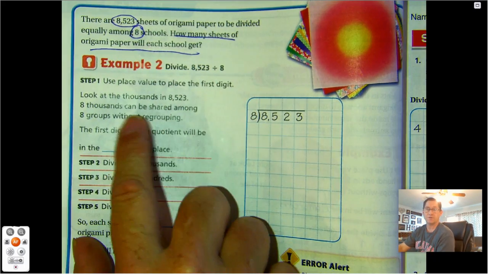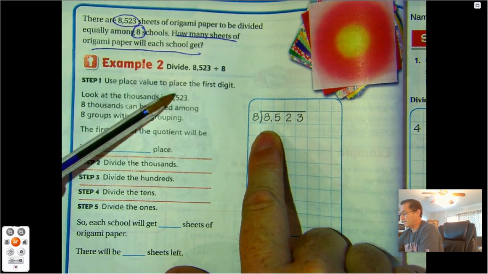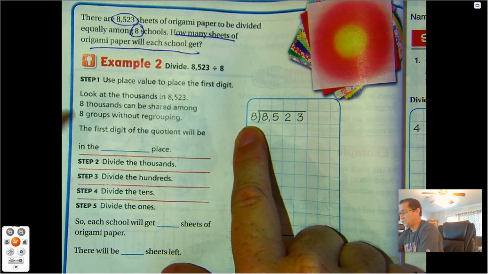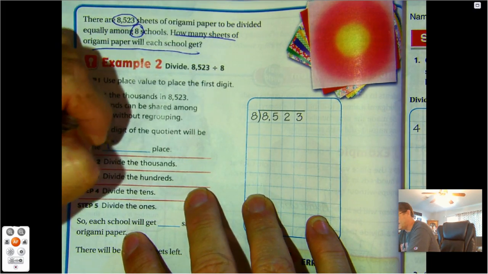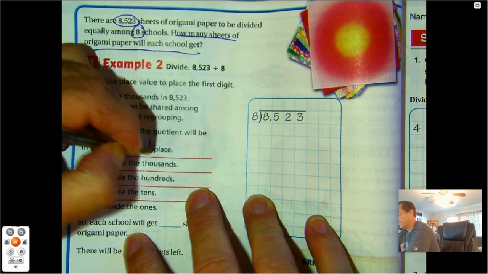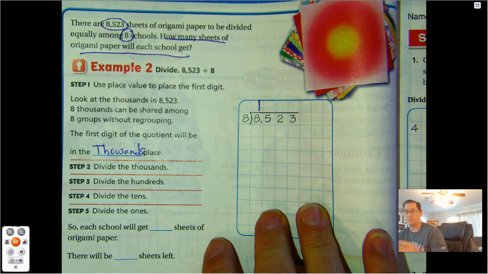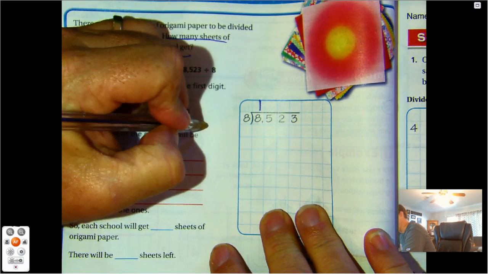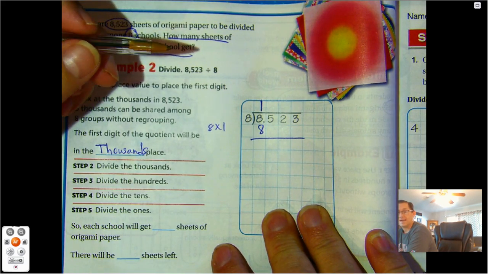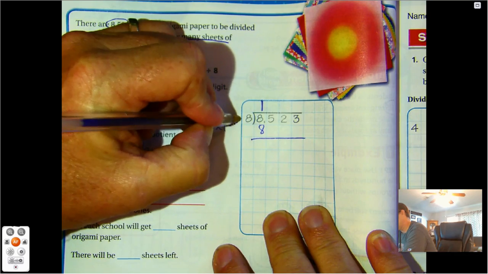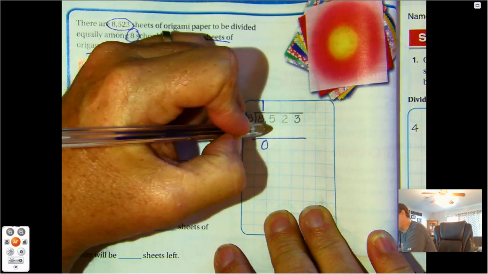We're going to use place value to place the first digit. Look at the thousands in 8,523. 8 thousands can be shared with 8 groups without regrouping. So the first digit of the quotient will be in the thousands place. And it would be 1,000, right? I could put 1,000 in 8 groups. So we would multiply 8 times 1, so we get 8,000. 8 times 1,000. Subtract, we get 0. We have 0 thousands left, so there's nothing to regroup.